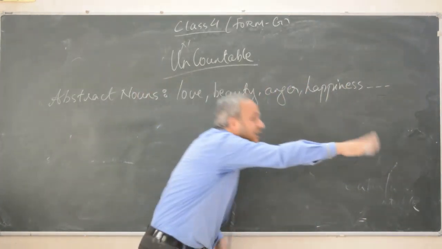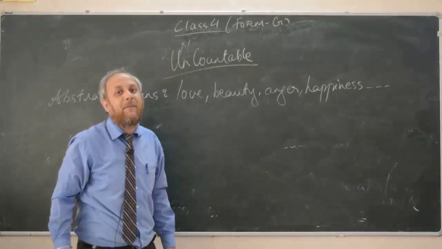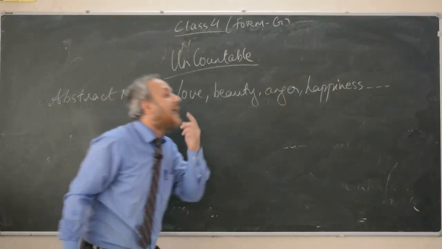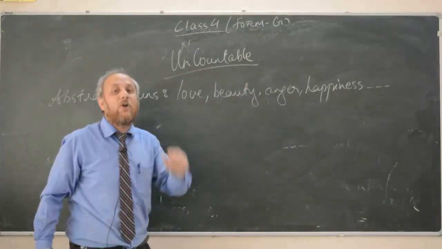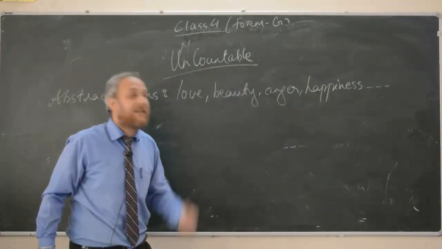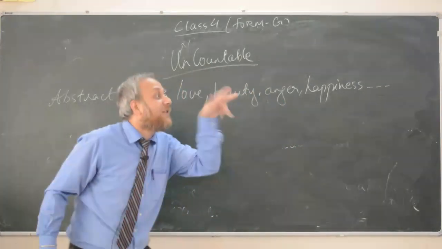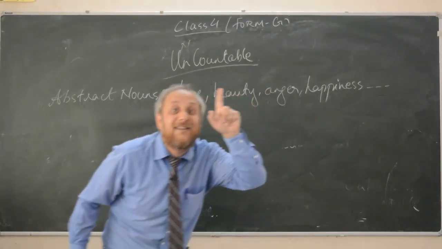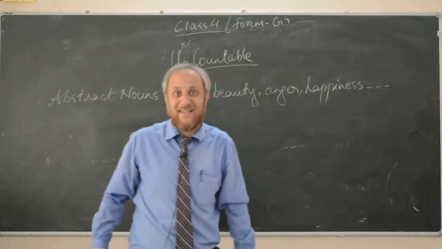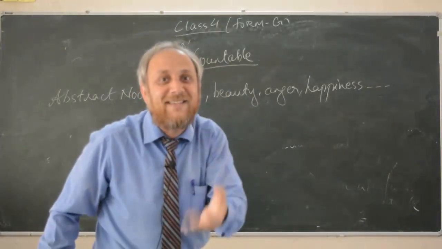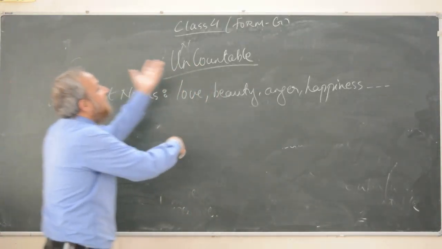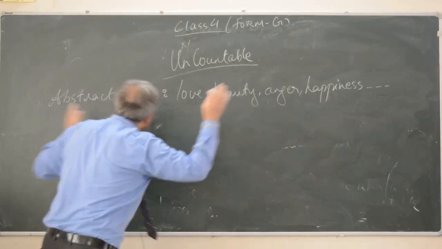So happiness, can I touch happiness? No, I cannot touch happiness. Can I smell happiness? I cannot smell happiness. Can I taste happiness? No. Can I hear happiness? No. Can I see happiness? I cannot see happiness as well. But kids, you can think about happiness, and you can feel happiness as well. So uncountable nouns, abstract nouns like love, beauty, anger, happiness, etc.